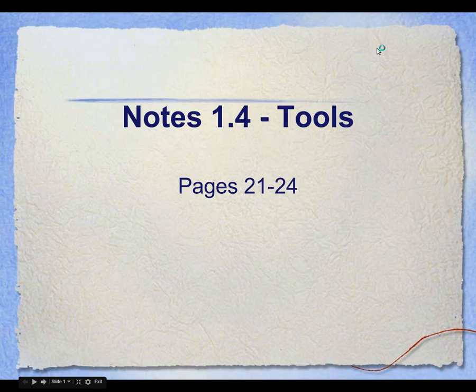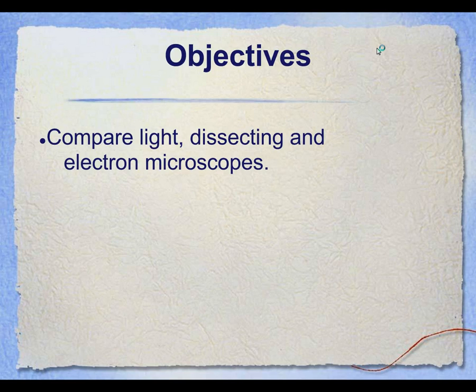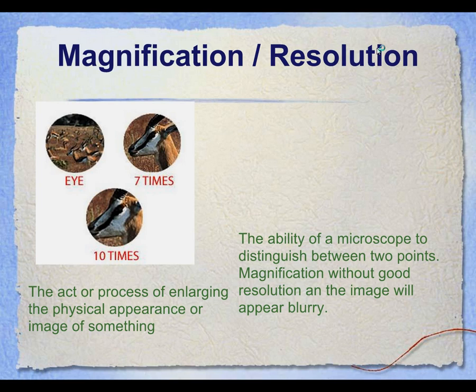All right, welcome. We're going to talk about microscopes, and you are finding this in the Chapter 4 playlist because we really don't start using the microscopes until we start talking about cells. So here we go. In this video, we're going to compare light microscopes, dissecting scopes, and electron microscopes. Before we do that, let's give a pause for magnification and resolution.